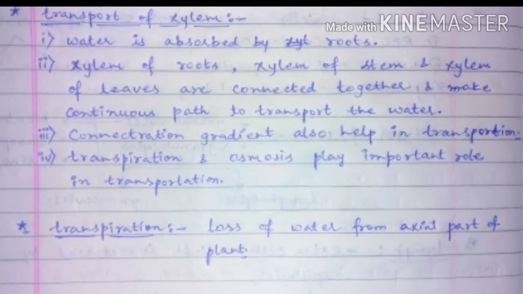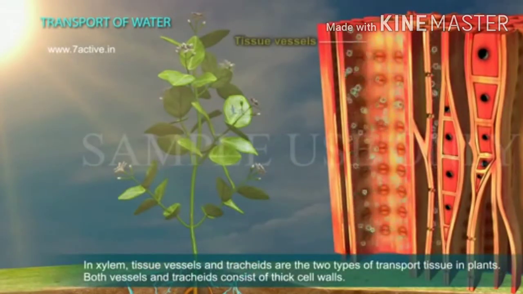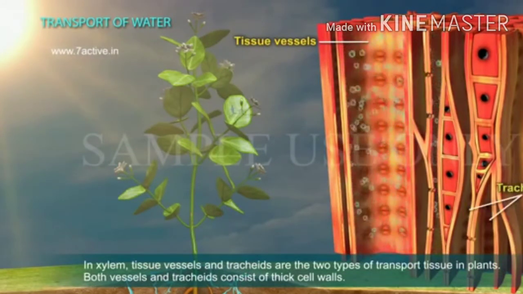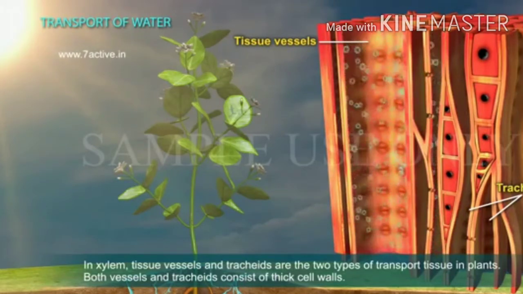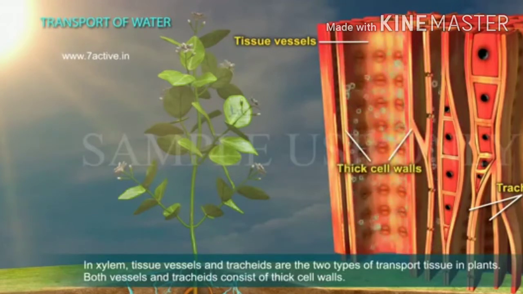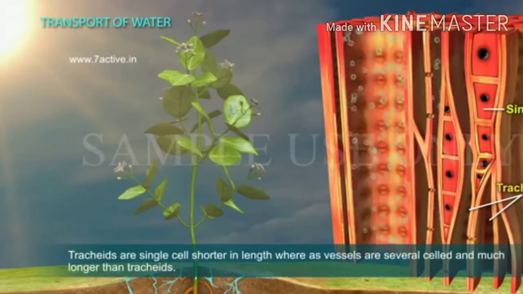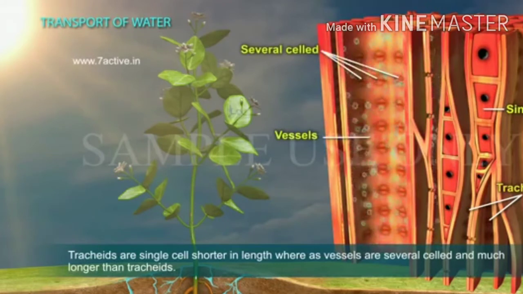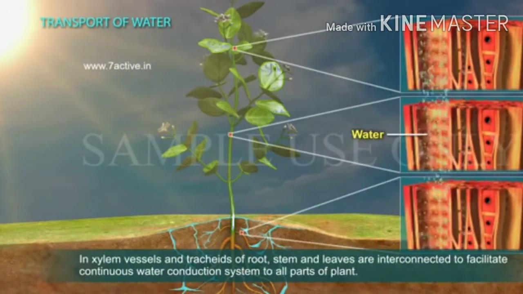Then student, here we will discuss how xylem transports the water from the root to the leaves. As you know, water is absorbed by the root from the soil. Then the xylem of the root, the xylem of the stem and the xylem of the leaves are connected together and make a continuous path for the transport of the water. These xylem are connected like a pipe. Because of that, water can easily be transported from the downward side to the upward side.